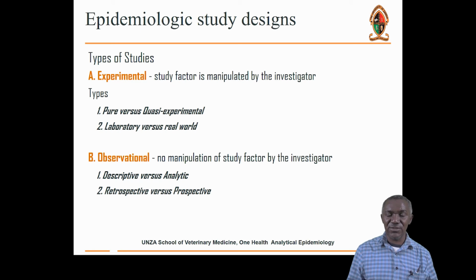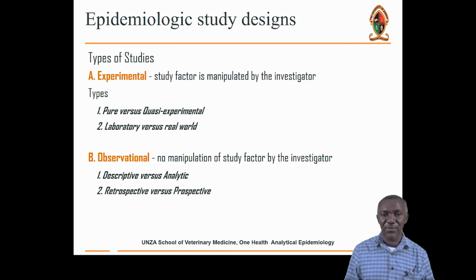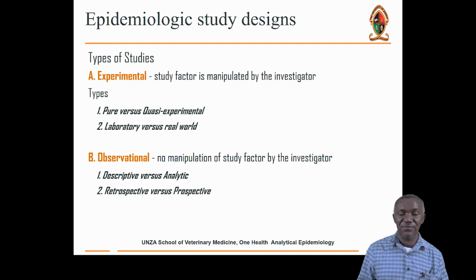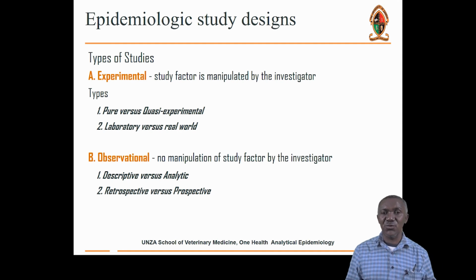And also, when you look at observational studies, the characteristic of an observational study is that the investigator identifies the subject that they want to investigate. When they identify those subjects, they observe the variable of interest. They make an observation. Then they do what? They record what they observed. So there's no manipulation of the study factor by the investigator. All they do is observe and then record what they have found. So there are also two categories in this. We have descriptive observational study versus analytical observational study. And then we can also have retrospective and prospective. So these are the two angles from which we can look at observational studies.